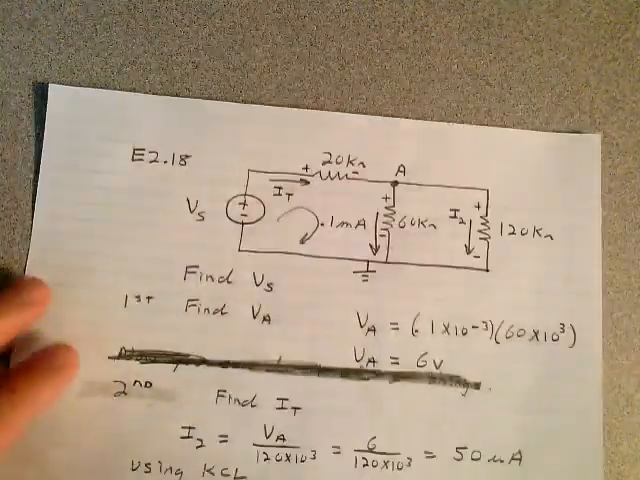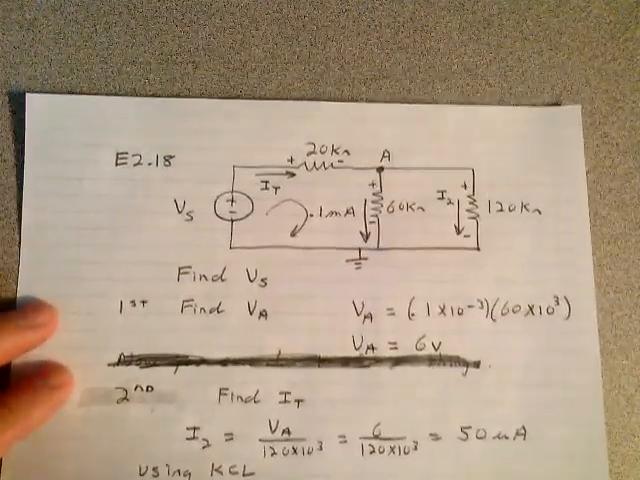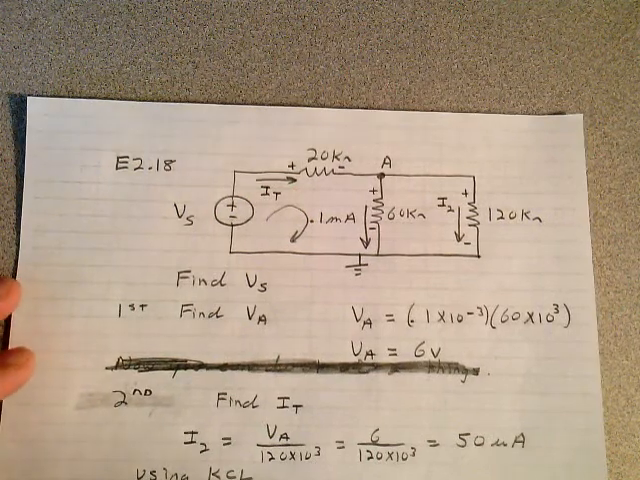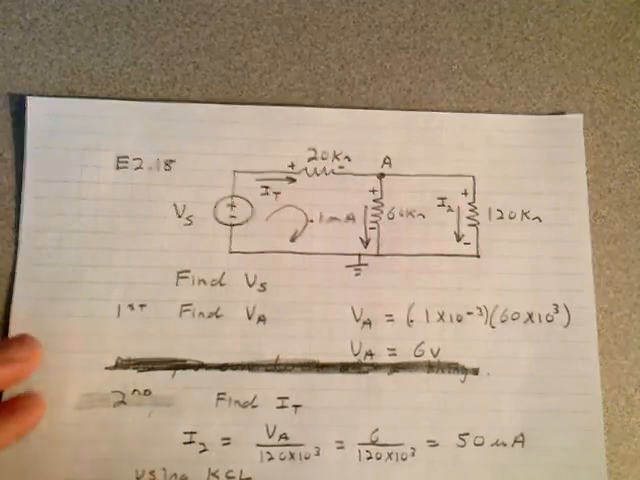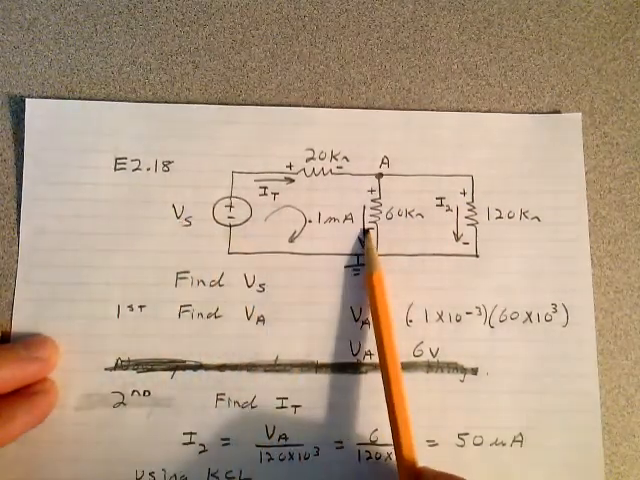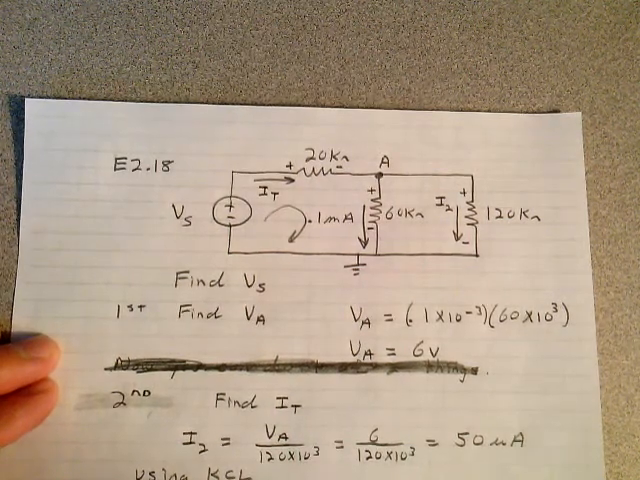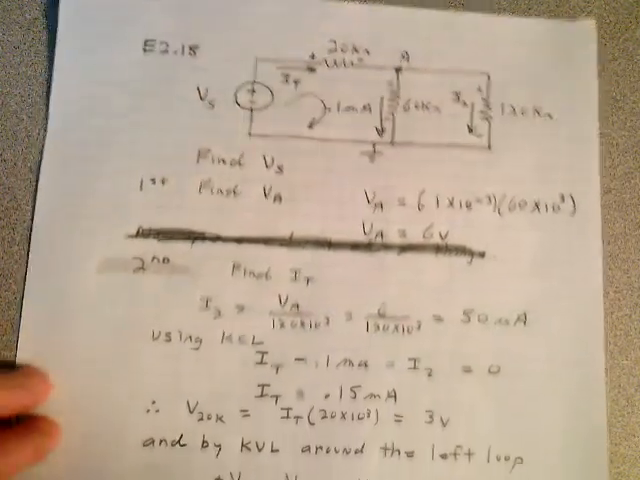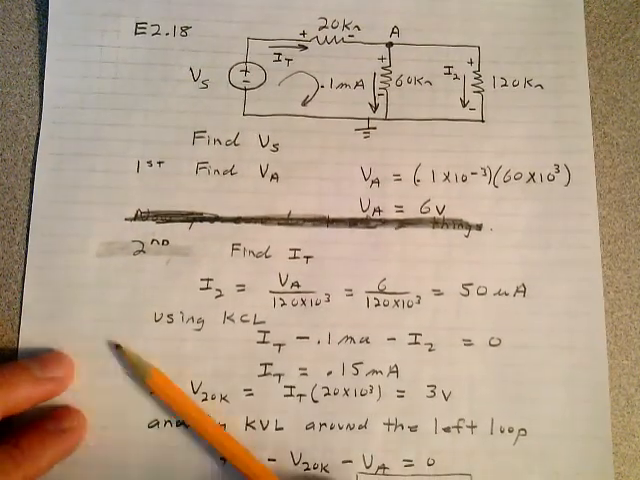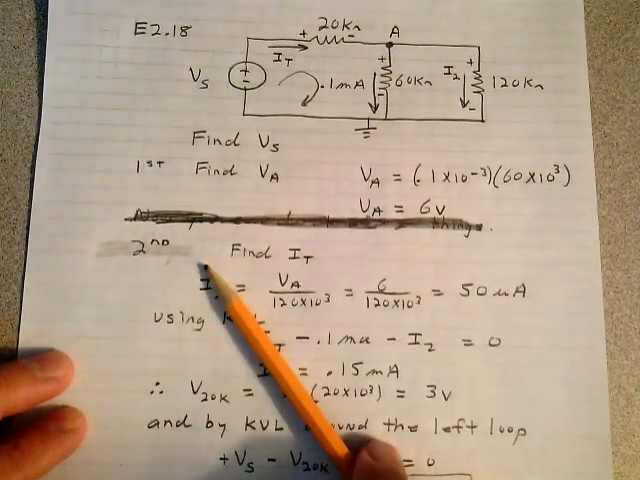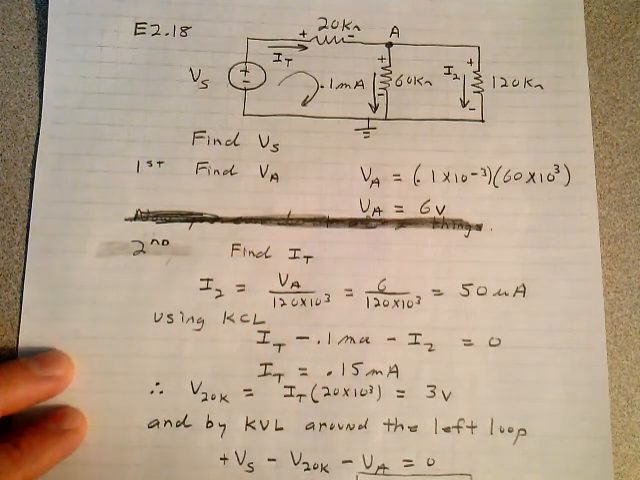The next problem I want to look at is 218. There's problem 218. I'd like you to copy it down on a piece of paper, turn off the video, and see if you can find VS. VS is the source now. They're giving you a current over here, and they want you to work backwards and find this source. You have to try it on your own, and you have to hit that wall. Once you hit that wall, then you can take a look at my solution and you learn something.